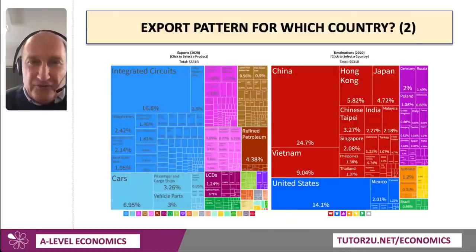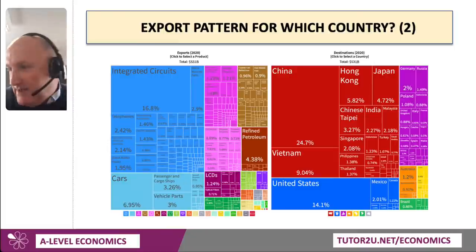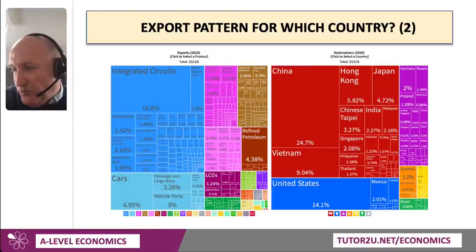Here's another one. I've got three for you. Okay, which country is this? On the left-hand side, what they export. And on the right-hand side, to whom do they export? I'll give you a clue here. It's not Vietnam. So what do we reckon? Ankit says Singapore. Quite a few people saying Singapore. Hugh comes in with Brazil. And, by the way, sorry, these are for the same country. So on the left-hand side is what they export. And on the right-hand side, the destination, so the countries they export to.